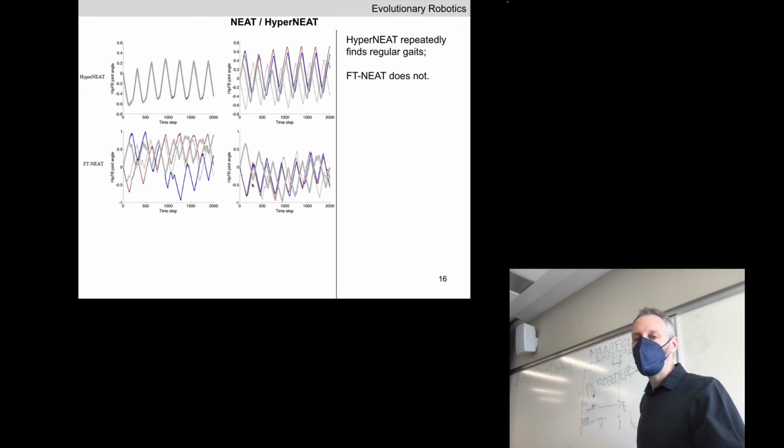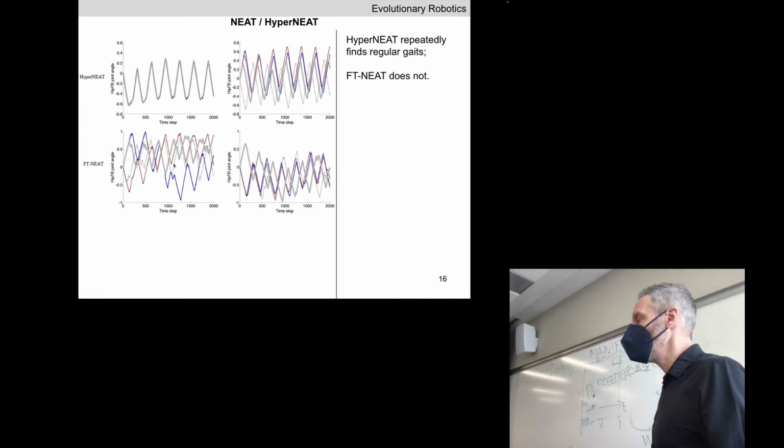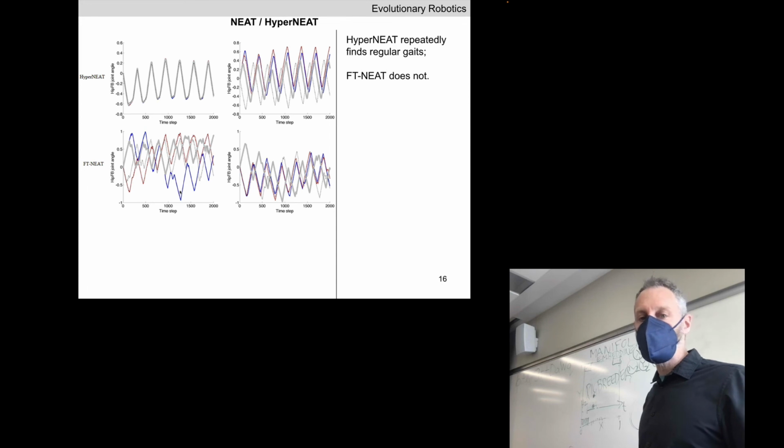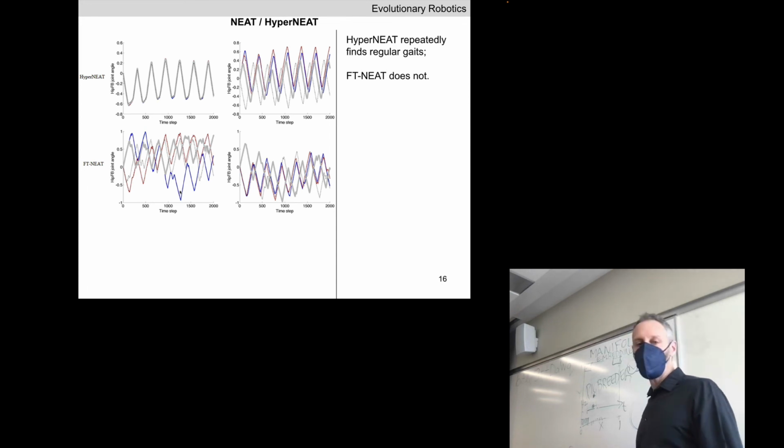Here are the two best evolved neural networks for FT-NEAT, and you can see obviously lack of regularity. Each of these hip joints has its own frequency, different phase offset. They have their own bias. Some are in the negative angles, some are in the positive angles. Things are literally all over the place in these two neural networks.